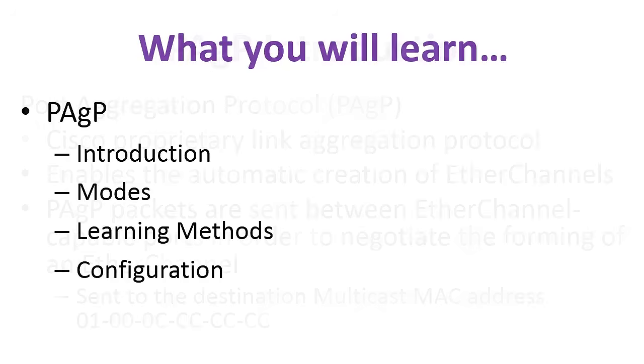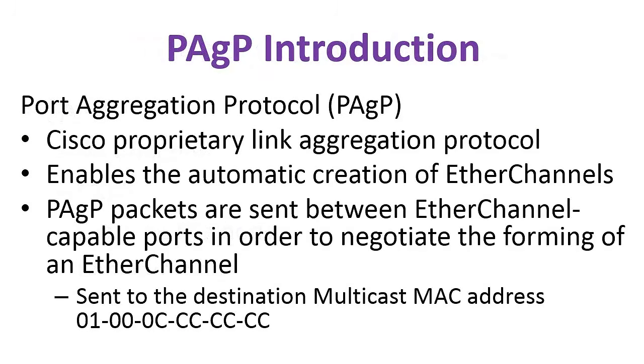So the port aggregation protocol is a Cisco proprietary link aggregation protocol, and it enables the automatic creation of EtherChannels. Packets are sent between EtherChannel capable ports in order to negotiate the forming of an EtherChannel, and the traffic is sent to a specific destination multicast MAC address, as you can see.